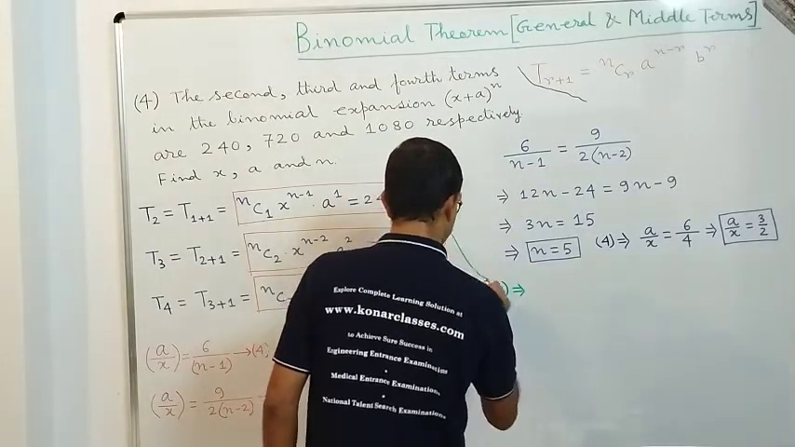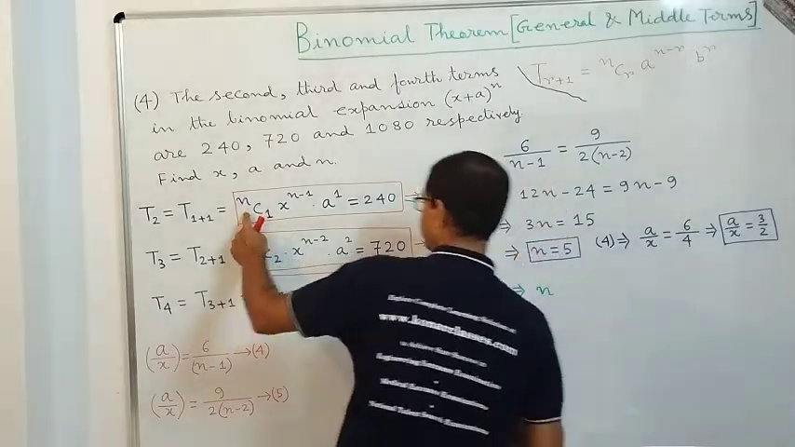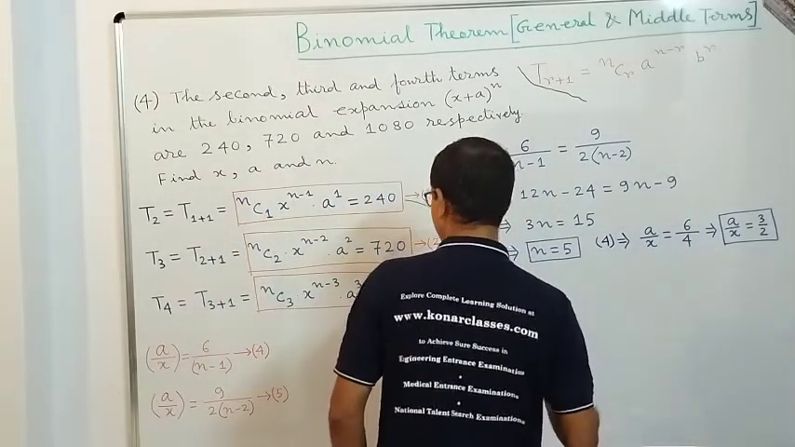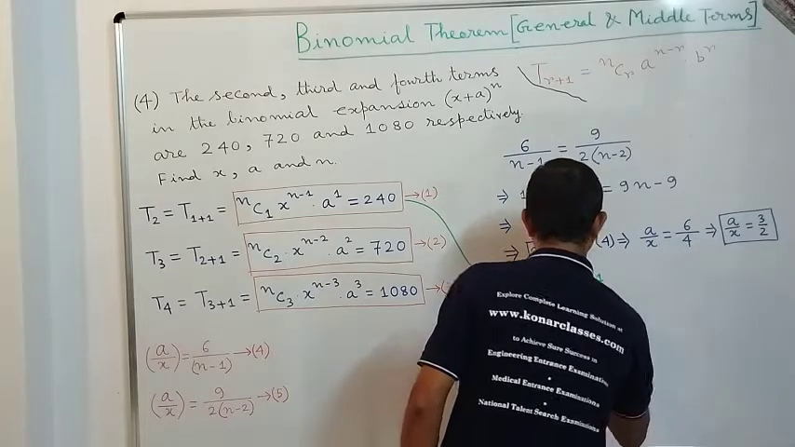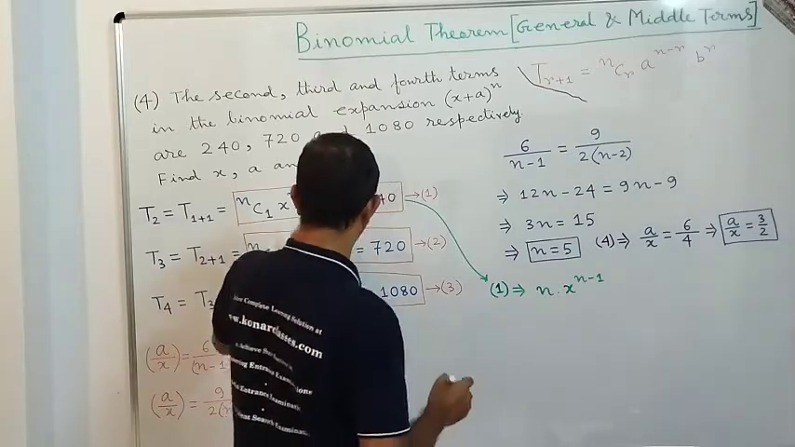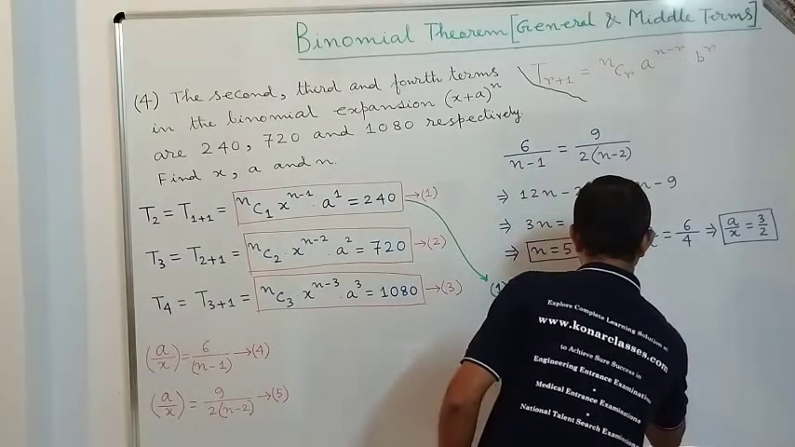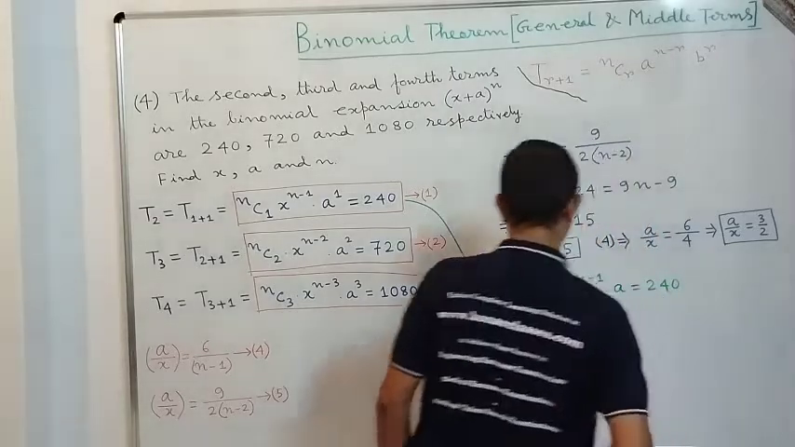So from here, what is nC1? nC1 is n, we know, x to the power n minus 1, into a. The value of n is what? The value of n is 4. That will apply in the next step. So that is equal to 240.